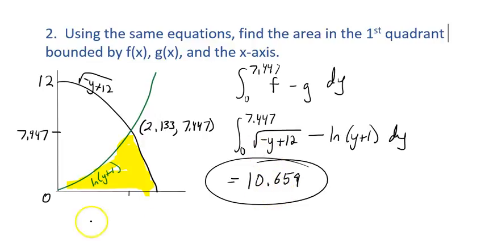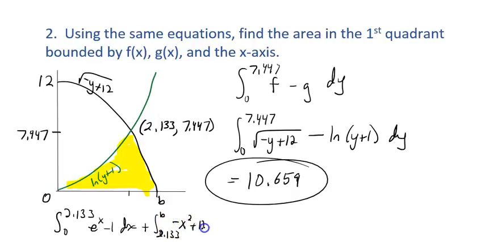If you want to check it using x's, it would be the integral from 0 to 2.133 of e to the x minus 1 dx plus the integral from 2.133 to, I would have to find what that is. I'm going to say b for right now. Whatever that number is where we intersect the x-axis with the f, of the negative x squared plus 12 dx.